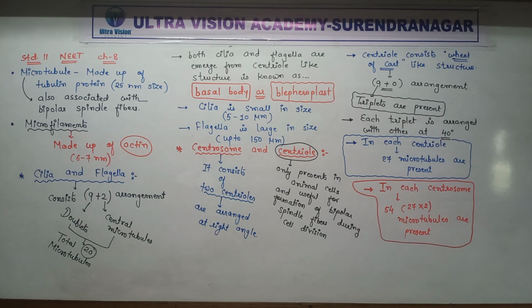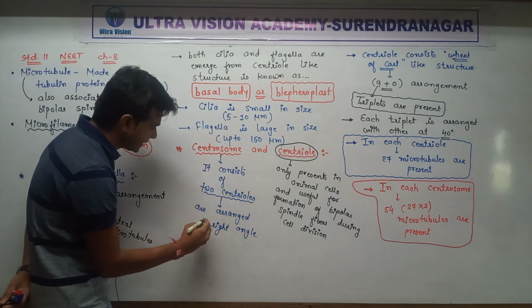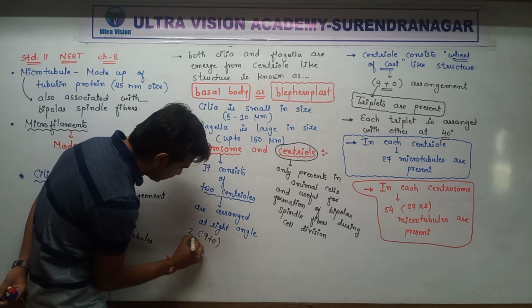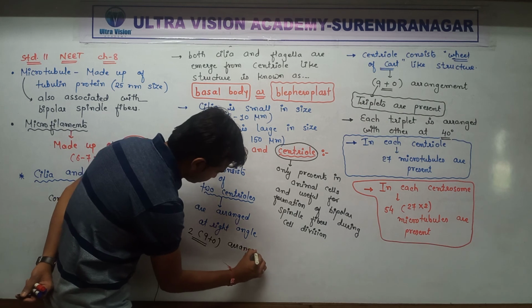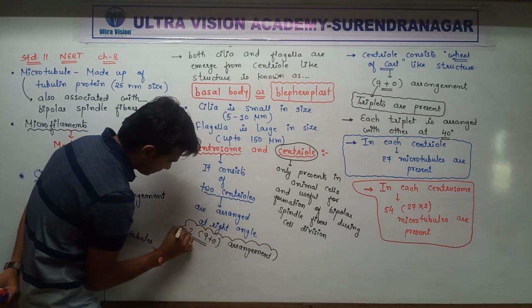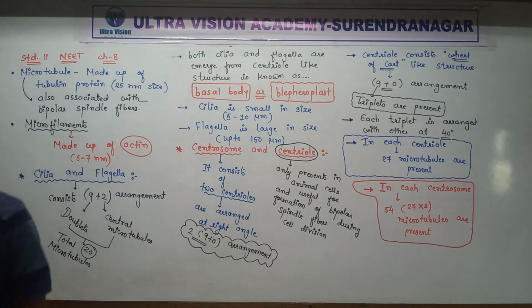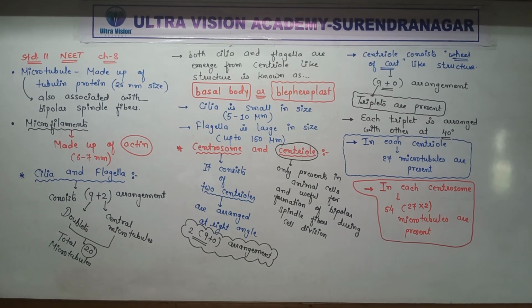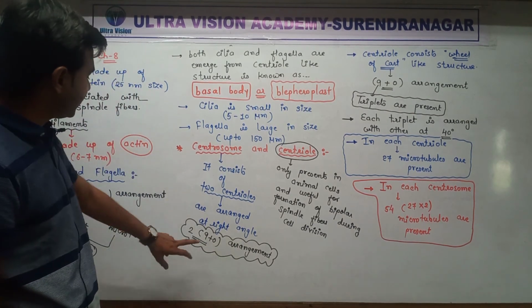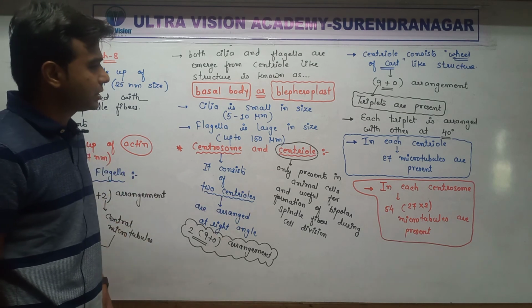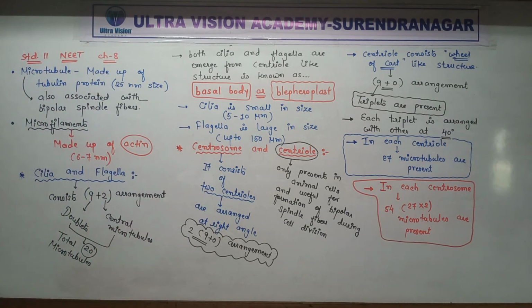So dear students, just remember cilia and flagella, and centrosome, centriole. In centrosome, we say 2 into 9 plus 0 arrangement. So 2 into 9 plus 0 arrangement means 9 triplets, so 27 multiplied by 2. So a total of 54 microtubules are present there. So this is about the microtubules, cilia as well as flagella, centrosome and centriole.